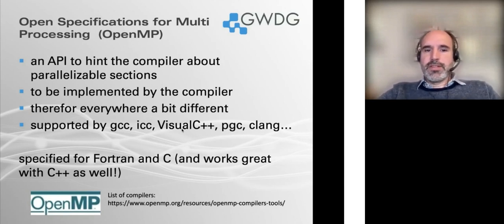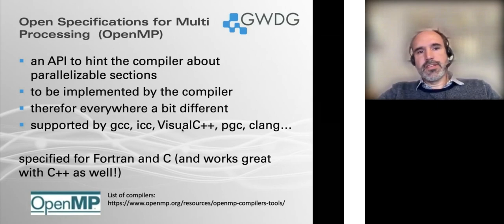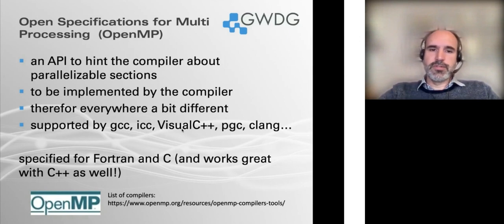OpenMP is basically a standard which is further developed. The latest, I think, is November 2021 with the version number 5.2. But in the end, it's just the definition of the API, and it has to be implemented by the compiler. So there are different compilers which actually implement this. Today we will mostly talk about the Intel compiler, but of course you can also use the GNU compiler or C compiler, and also Fortran compilers and so on.